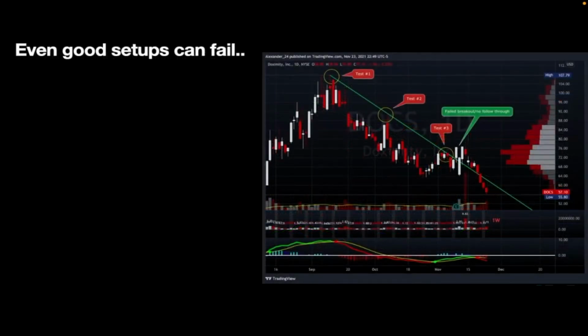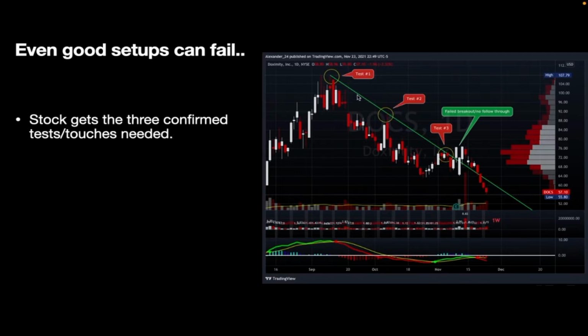Now, just because we broke out of a downtrend doesn't always mean that that's a confirmed trade, right? Still need to have a stop loss. So here's a good example of why even good setups can fail. So we got 3 confirmed tests on the line, right? Just like we need to, 1, 2, 3.